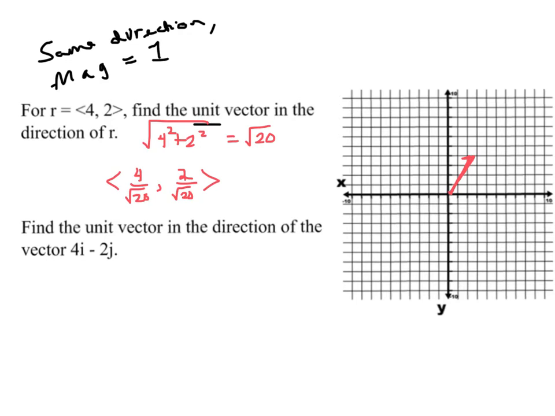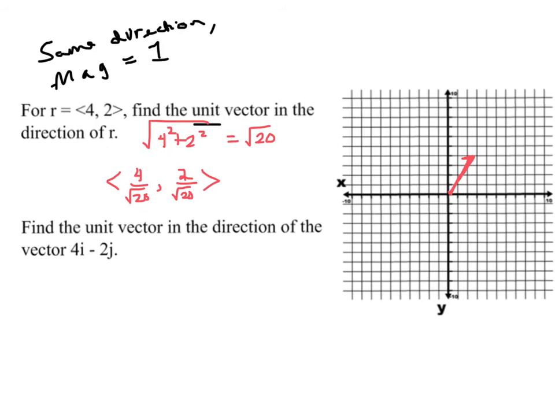And that's it. Now think about this. If you were going to find the length of this new vector, this first value squared would be 16 over 20. This second value squared would be 4 over 20. Adding the two together gives you 20 over 20, or 1. And of course, square root of 1 is 1. So it now has a length of 1.